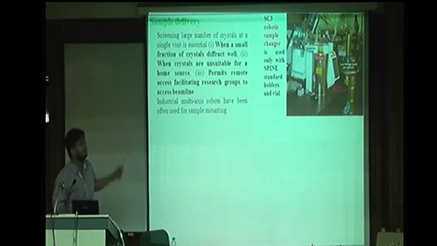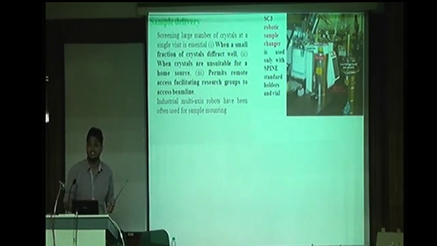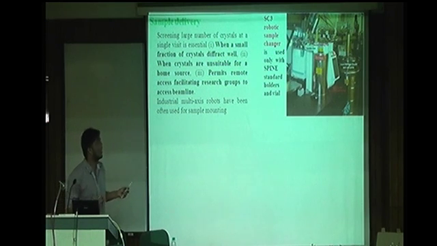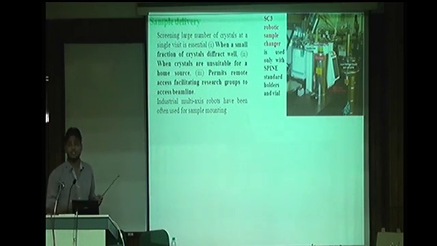Basically, at the start of crystallization studies in the initial years, the number of crystals was very small. But with the advancement in crystallization techniques, the number of crystals has increased very much. So there is a need to screen a very large number of crystals at a single visit, which is essential when a small fraction of crystals diffract very well, and when crystals are unsuitable for a home source, or sometimes we need to permit remote access, facilitating research groups to access the beamline.